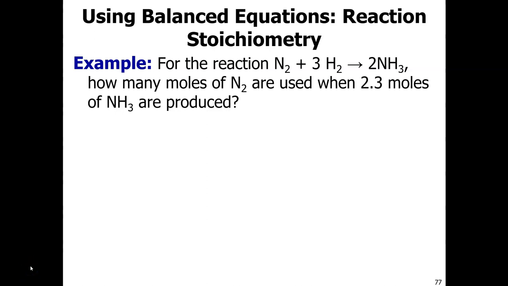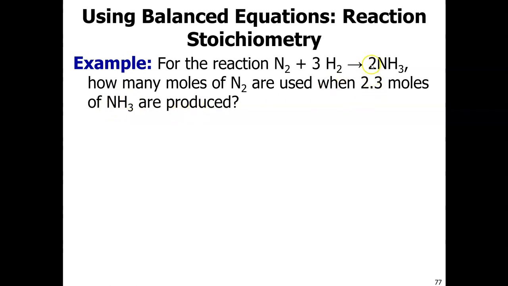Now that we know how to balance equations, we can use those balanced equations to understand the difference between reactants and products, and how much of those are going to be used or created during a chemical reaction. So let's look at an example. If we have molecular nitrogen plus 3 units of molecular hydrogen, that can react to form 2 units of ammonia. So how many moles of molecular nitrogen are used when 2.3 moles of NH3, ammonia, are produced?